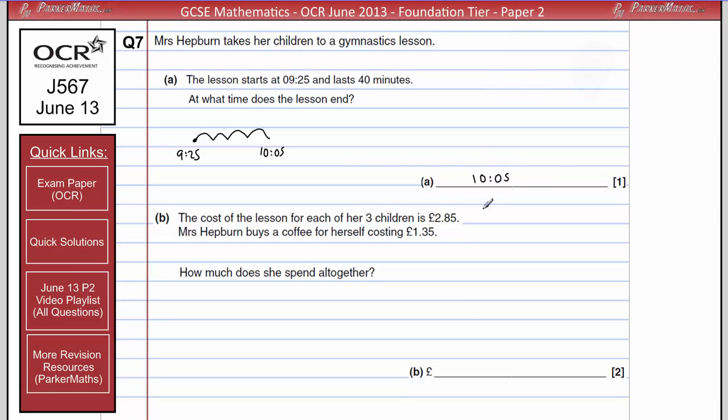If you find yourself struggling in the exam with time questions, you might want to consider taking yourself a watch into the exam, and by that I mean an analog watch with a clock face, not a digital one that looks like this. And what you can do is set this watch to the time in the question, and then if you need to go on 40 minutes, you can wind it on 40 minutes, going up in tens, and see where you get to, because the watch will automatically wind it on past the next hour and you don't have to worry about that.